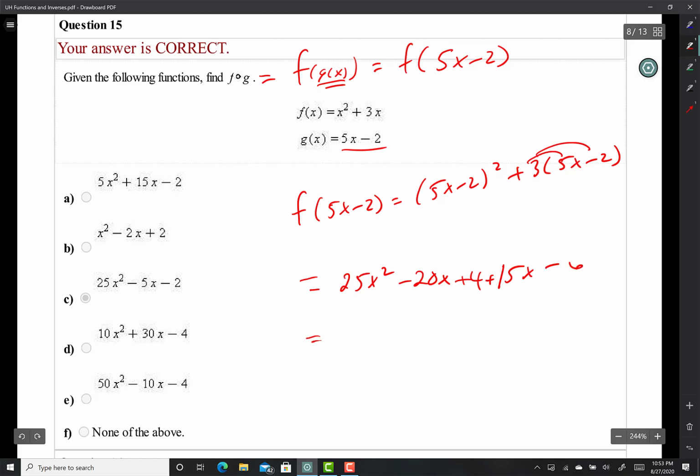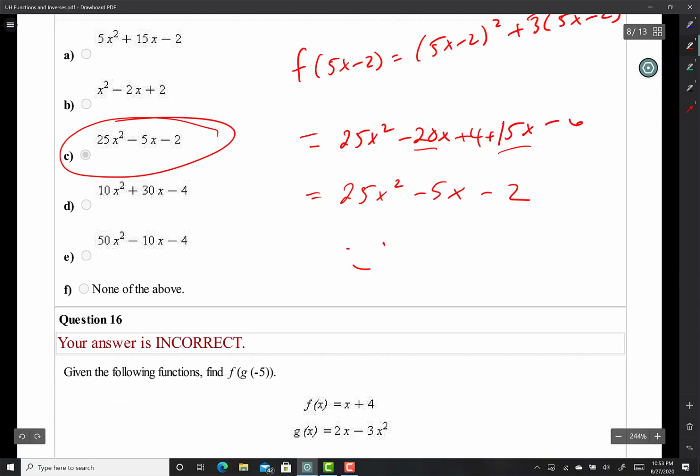Combine like terms. No, it's not the same one. I thought it was, but it's not. Let's see, negative 20x plus 15x, so 25x squared minus 5x, and then 4 minus 6 is going to be minus 2. So yeah, there it is, 25x squared minus 5x minus 2. Yay, happy face.